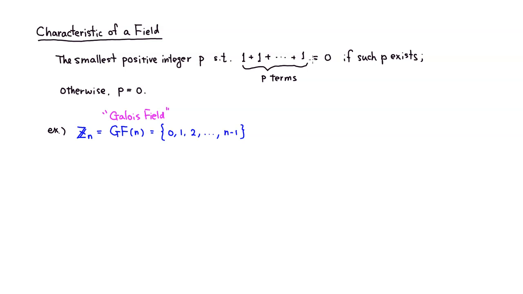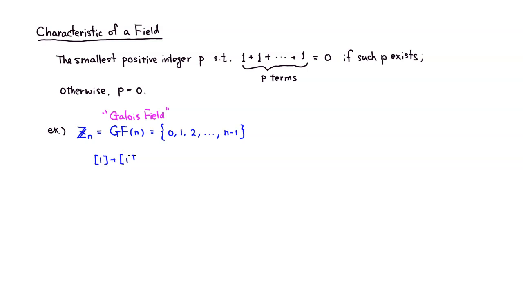Let's look at Z mod n. Another name is Galois field, or Galois field, I guess, of n, which is just the set of 0 through n minus 1. Then addition and multiplication work the same way as with the real numbers, but you take the mod, so mod n. So if you have a 1, how many 1s do we need to add?